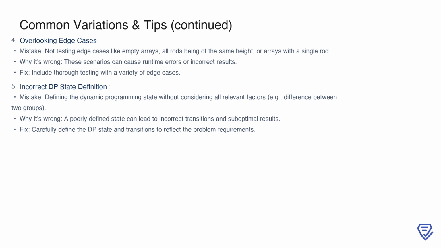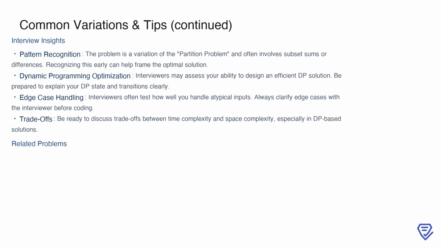the problem's requirements. From an interview perspective, this problem offers valuable insights. Recognizing that the tallest billboard problem is a variation of the partition problem can be a game changer. It's often tied to subset sums or differences, so identifying this pattern early helps frame the optimal solution. Interviewers are also likely to evaluate your ability to design an efficient dynamic programming approach, so be prepared to explain your DP state and transitions in detail.